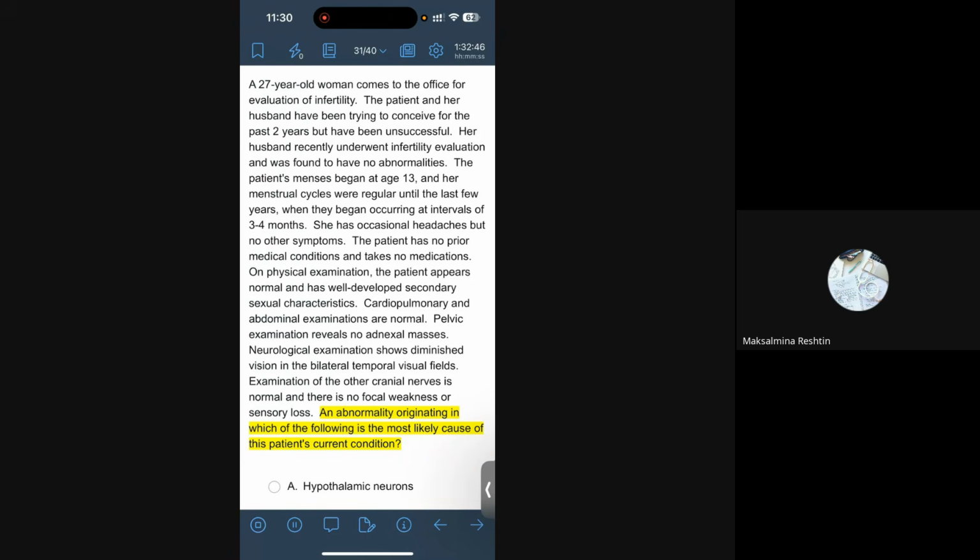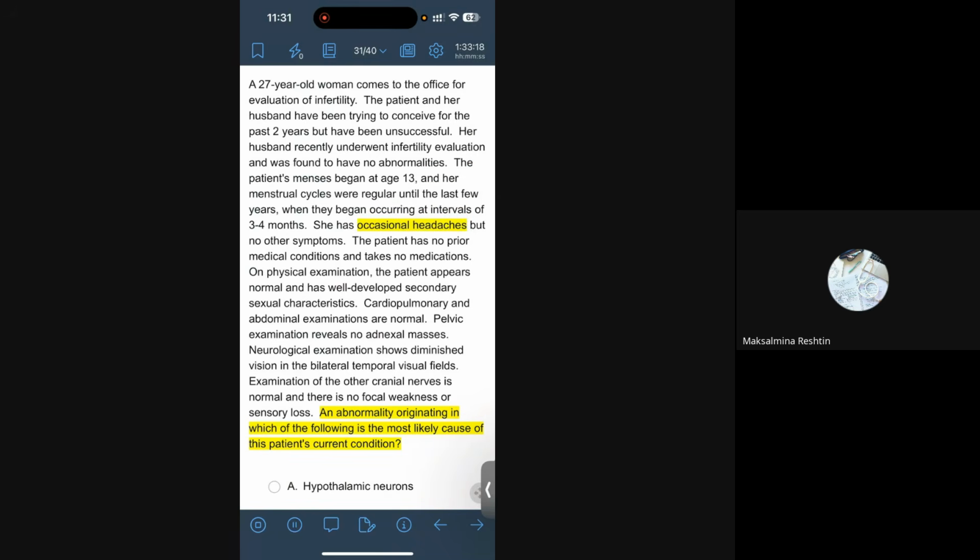A 27-year-old woman, evaluation of infertility. They have been trying to conceive for the past 2 years but have been unsuccessful. The husband recently underwent infertility evaluation and was found to have no abnormalities. Menses began at age 13 and her menstrual cycles were regular until the last few years, when they began occurring at intervals of 3 to 4 months. She has occasional headaches.